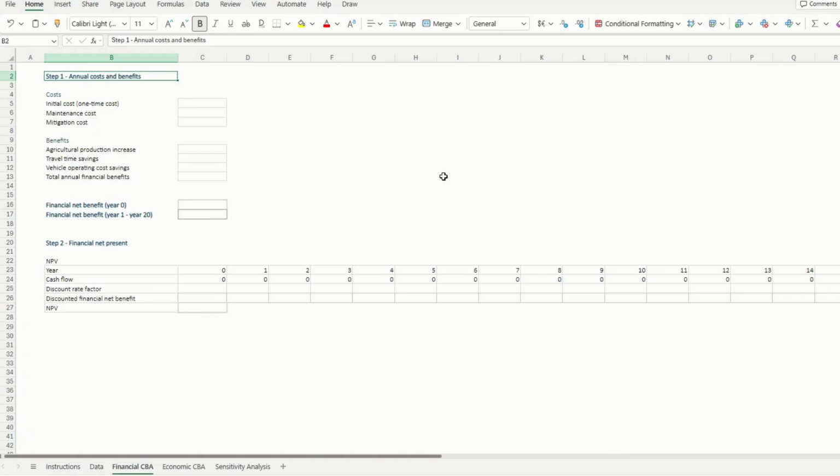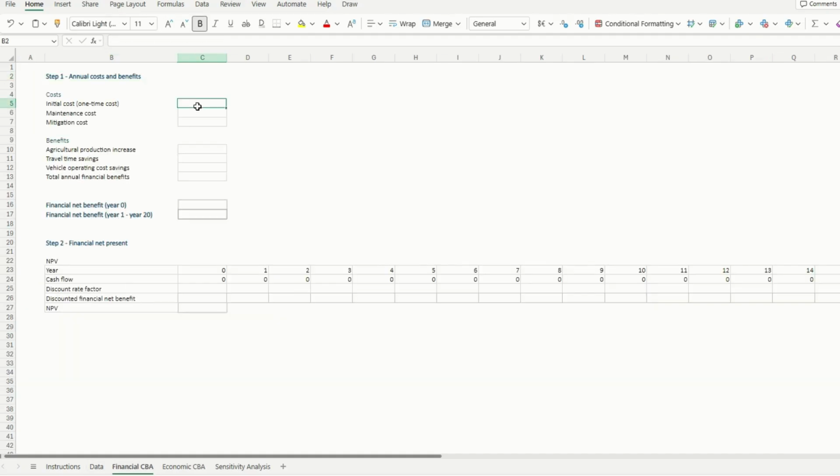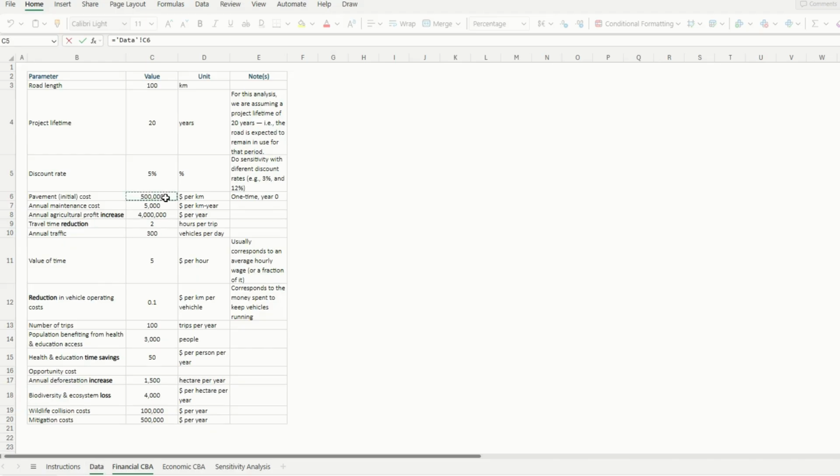Okay, so we start with costs. The first one is the initial cost, or the pavement cost. The unit cost in this case is $500,000 per kilometer. So let's just copy this here. And since it is per kilometer, we need to multiply this number by the road length. So 500,000 times the road length.